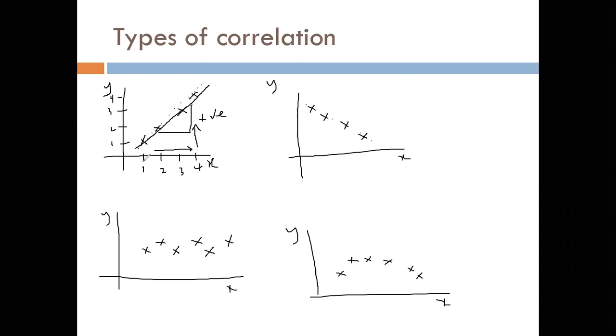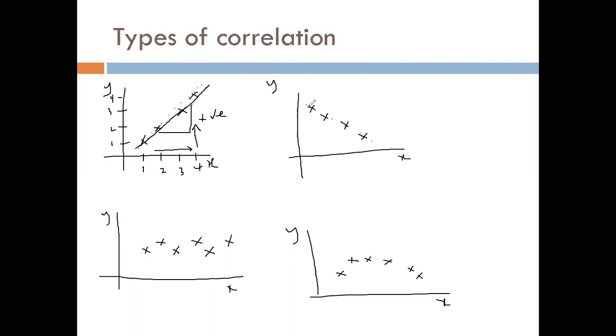So when we move from 1, y is 1. When you move to 2, y also increases to 2. When you move to 3, y increases to around 2.8. When you move to 4, y increases to around 4.1, okay? That is a positive correlation. So whilst independent increases, dependent also increases.